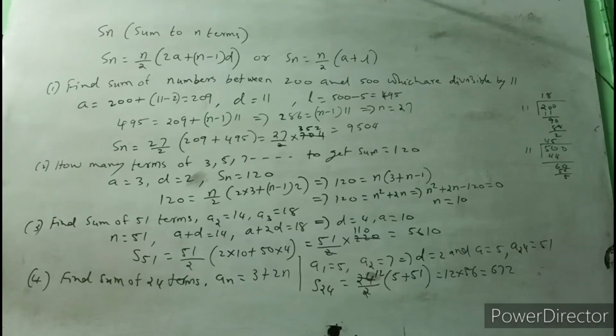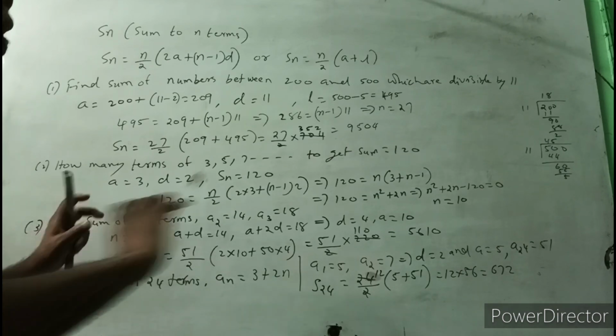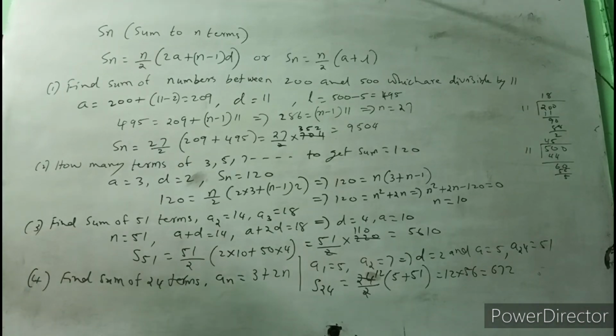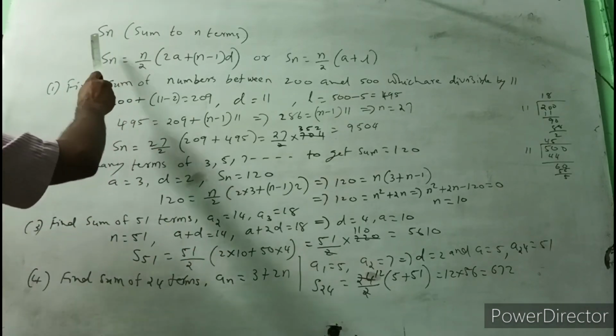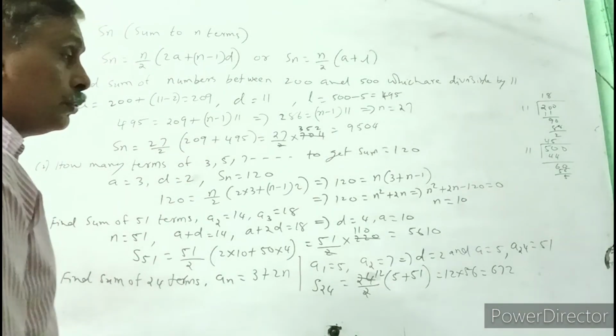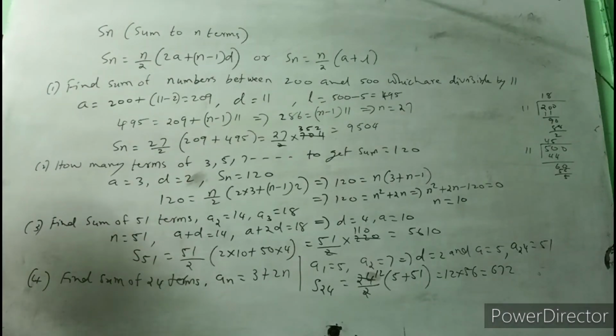Let us see how to find the sum of terms of an AP. How many terms are given? How can you add? That is the formula. So Sn is the sum to n terms. We denote it by Sn, capital letter S, suffix n.